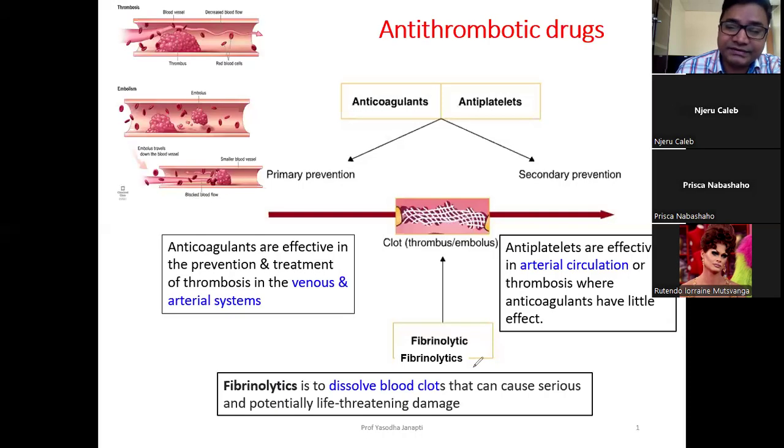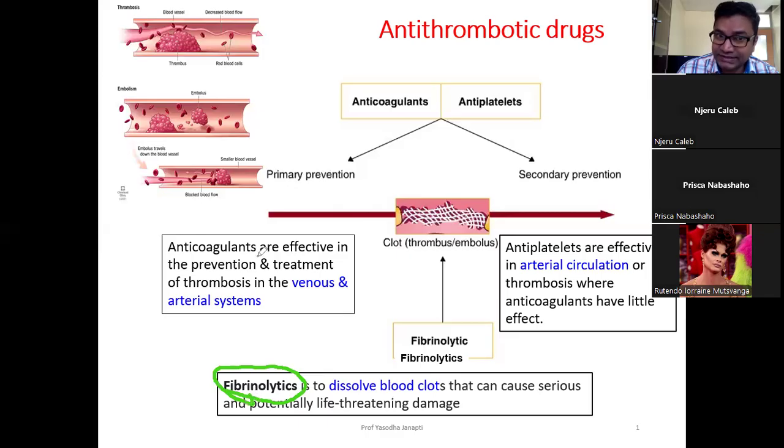So last week, we learned about antithrombotic drugs. Under that, we classified anticoagulants, which we studied: heparin, warfarin sodium. Now, we also studied fibrinolytics or thrombolytics. So we also studied them.